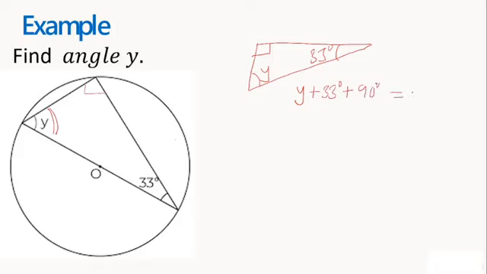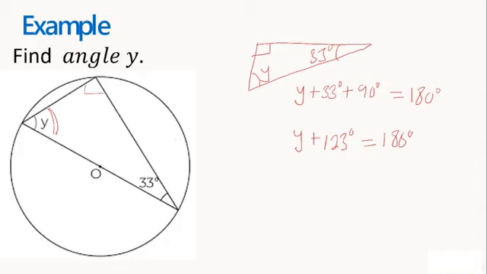And this will give us 180 degrees, because the sum of angles in any triangle adds up to 180. That's why we have added. Okay, so from here we can say y plus, now 3 plus 0 is 3, 3 plus 9 gives us 12. So 33 plus 90 gives us 123 degrees, which will be equated to 180 degrees.